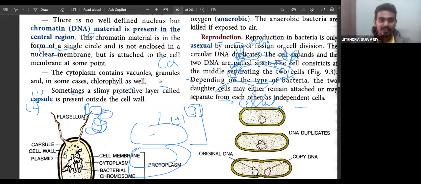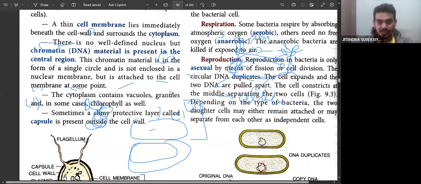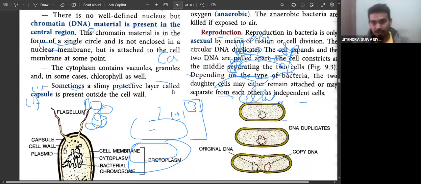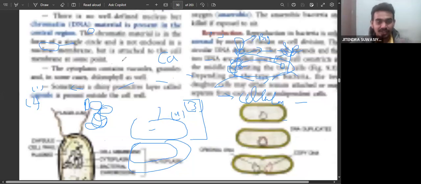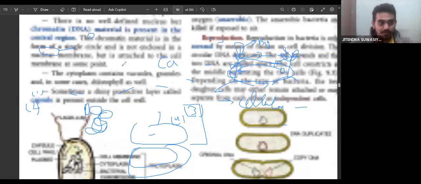So the cytoplasm contains vacuoles, granules, and in some cases chlorophyll as well. Okay. So there are some examples of bacteria, like autotrophic bacteria. Autotrophic bacteria synthesize their food by themselves. So they have chlorophyll present in the cell. So we can say that is autotrophic bacteria.